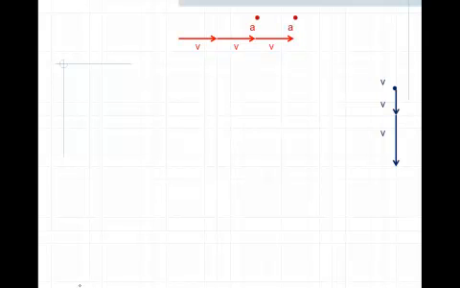Notice that the acceleration in the horizontal should be 0 if the velocity is constant. In the vertical, the acceleration is downward because the velocity arrows increase on the way down.